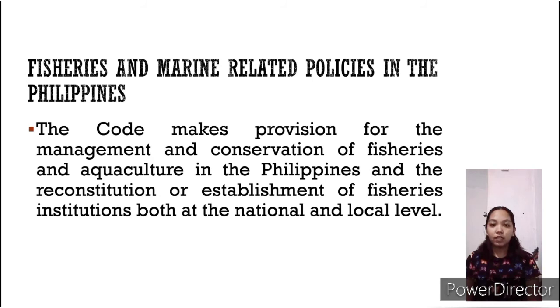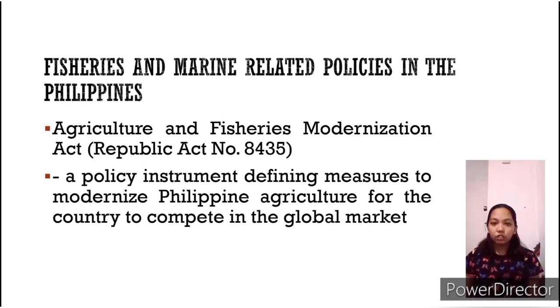It is declared policy to limit access to the fishery and aquatic resources of the Philippines for the exclusive use and enjoyment of all citizens, including women and youth sectors. Agriculture and Fisheries Modernization Act, Republic Act No. 8435, a policy instrument defining measures to modernize Philippine agriculture for the country to compete in the global market.